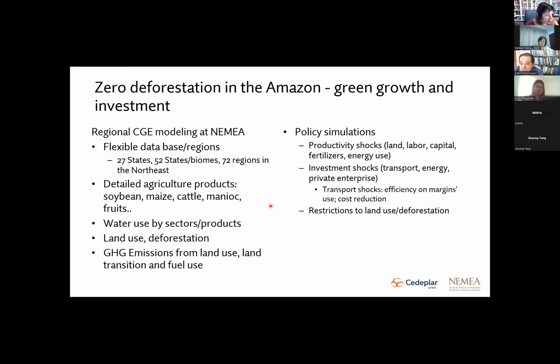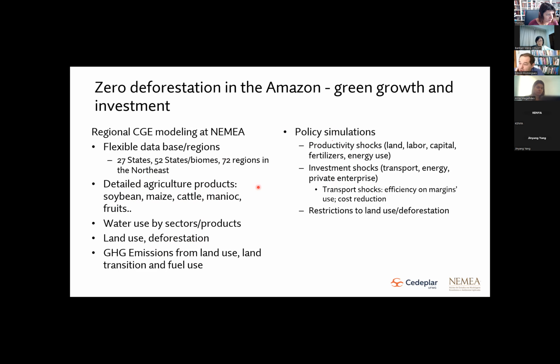So in this research, what we did was build a regional CGE model for 52 regions that are split between states and biomes. We have the Amazon biome, the Cerrado, and other very important biomes in Brazil. With this detailed model, with agricultural products like soybean, maize, cattle, fruits, and other things, and also emissions, we can do some policy simulations. We can try to see what happens in this region if we try to control deforestation, how much cost it would impose on the regions and on the products that we supply, for example, to other countries, such as soybean, et cetera.